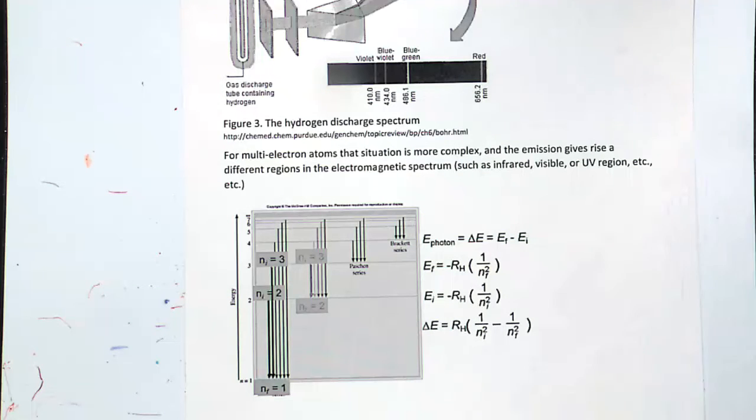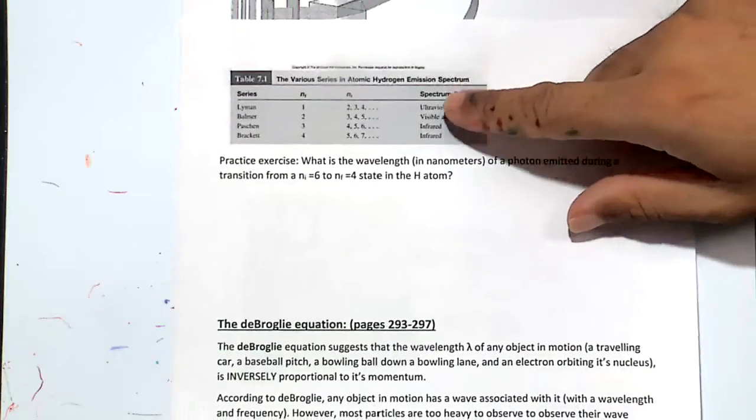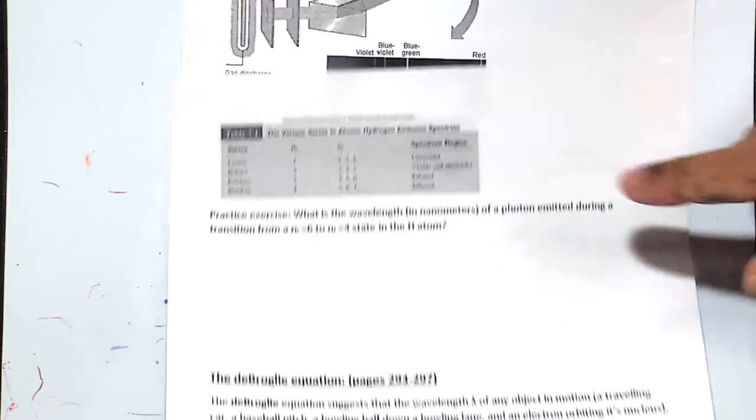Remember the key point here, as you relax back down, you emit. Not just in visible, as you can see here. You can emit in the UV region, you can emit in the infrared region, you can emit in all different regions of the electromagnetic spectrum.